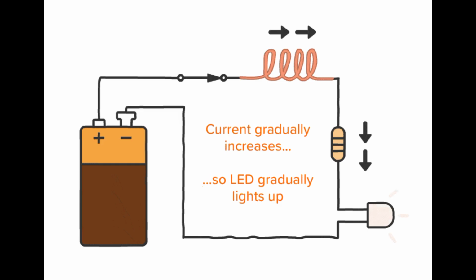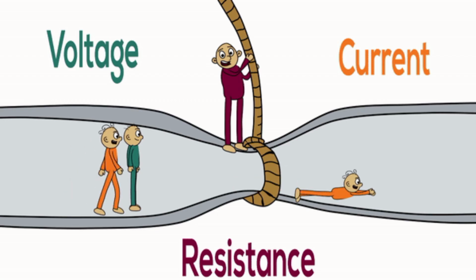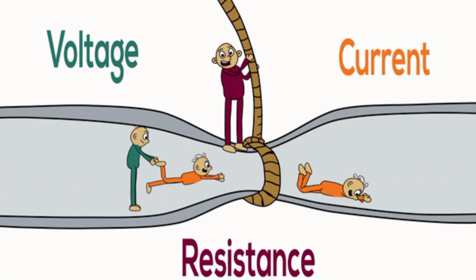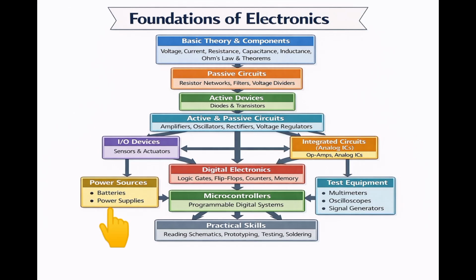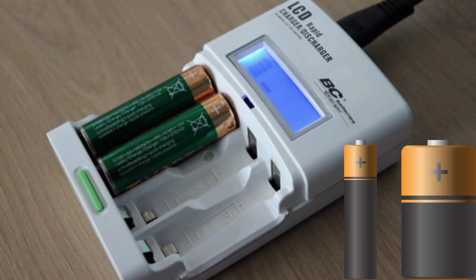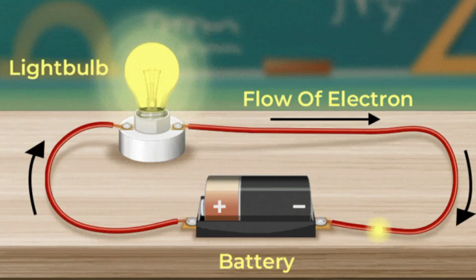inductance, and the laws that predict what happens inside the circuit you are going to be working on or the project you are going to be building. And this is your very foundation. After theory, before you start building real circuits, you need to understand power sources such as batteries, DC power supplies, AC power supplies, and how to power your circuit safely.